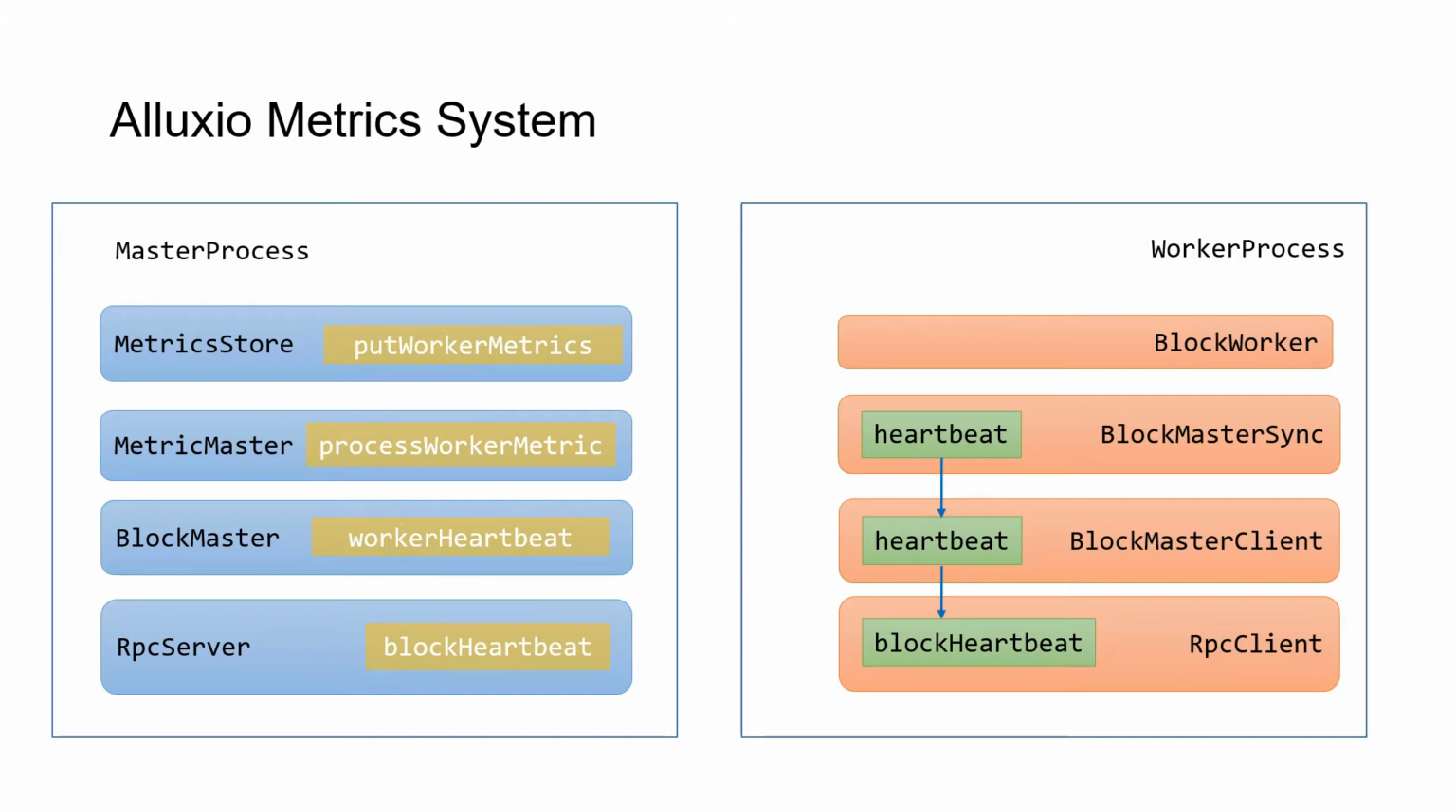The heartbeat process is under the control of the block master sink, and the metrics and other information about the worker are passed to the RPC client. Then the RPC server receives the heartbeat and processes the metrics from workers by a metric master. The metrics are stored in a metrics store and will be aggregated and calculated later. So this is how metrics flow from worker to master. Metrics from clients are handled in a similar way.